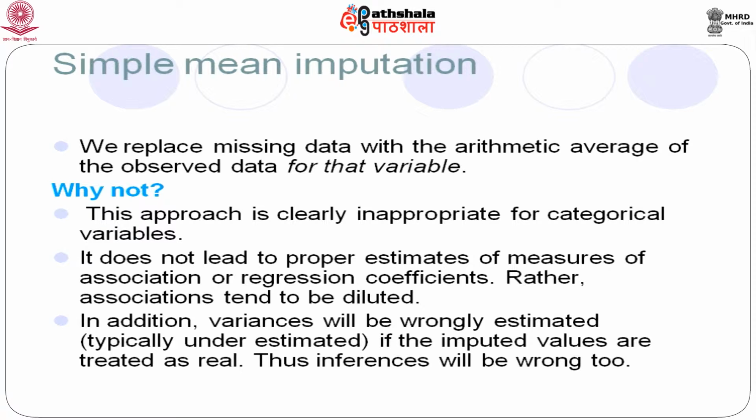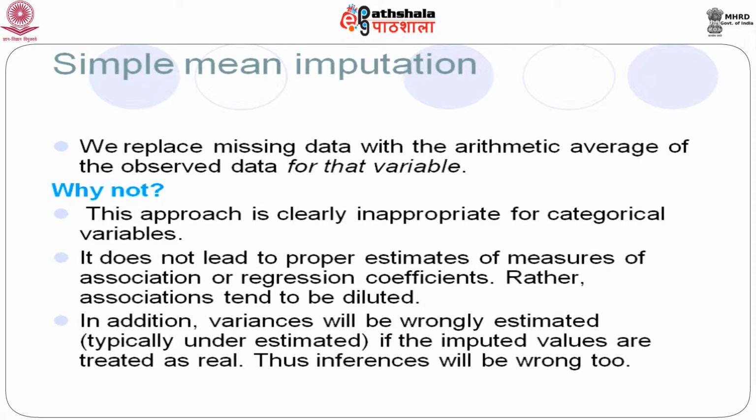So this is the first approach: we consider simple mean imputation. Wherever we find any missing observation, we replace it by the arithmetic average of the observed data for that variable. Why not? What is the problem there? This approach is clearly inappropriate for categorical variables. When you take the average of categorical variables, it might become a decimal value, and then naturally it is not appropriate to fit in the missing position.